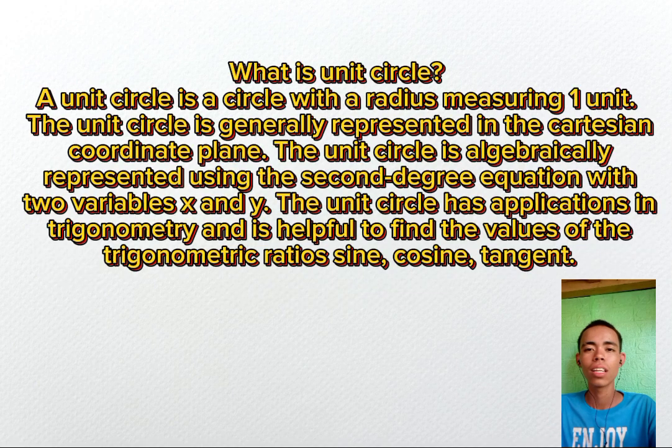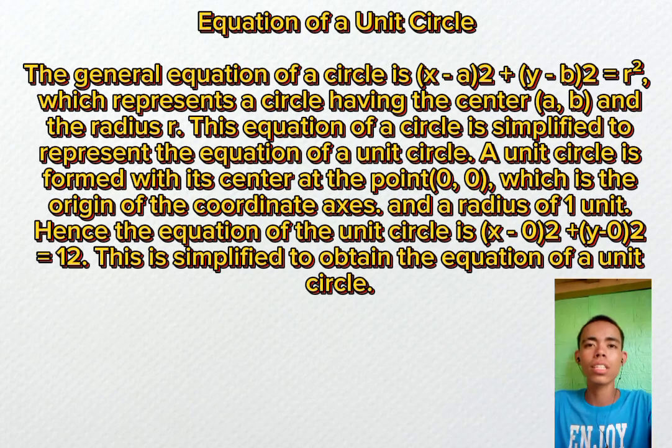What is the unit circle? A unit circle is a circle with a radius measuring 1 unit. The unit circle is generally represented in the Cartesian coordinate plane. It is algebraically represented using a second degree equation with two variables x and y. The unit circle has application in trigonometry and is helpful to find the values of the trigonometric functions sine, cosine, and tangent.